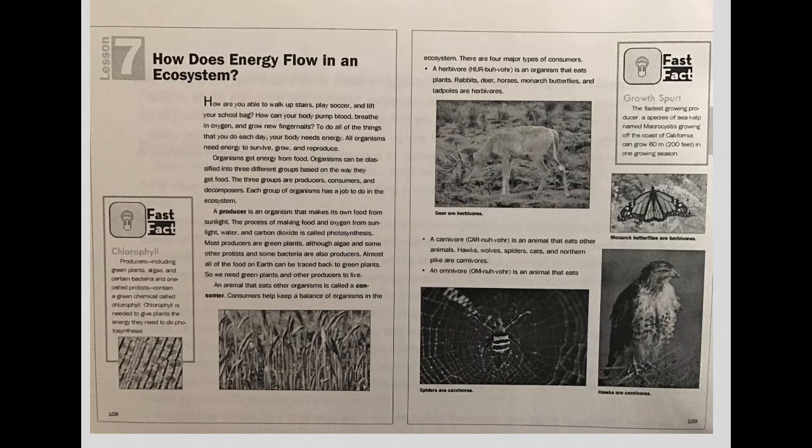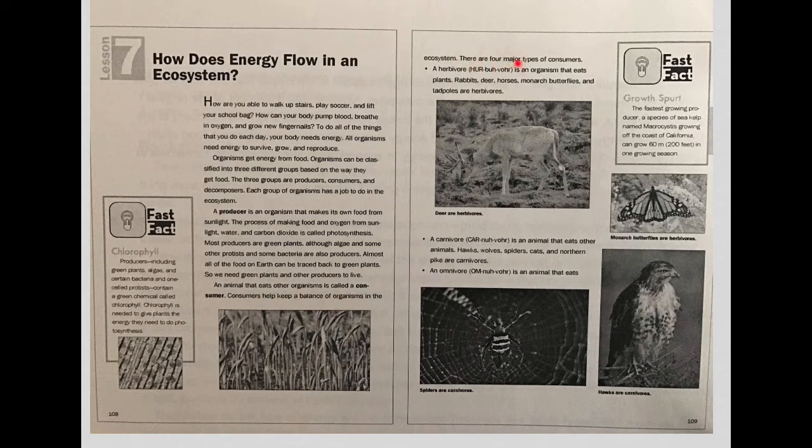Let's keep going. Most producers are green plants, although algae and some other protists and some bacteria are also producers. Almost all of the food on Earth can be traced back to green plants. So we need green plants and other producers to live. So now we're going to move into the next group, which is the consumer. An animal that eats other organisms is called a consumer. Consumers help keep a balance of organisms in the ecosystem.